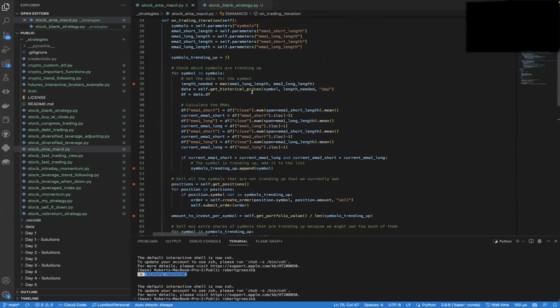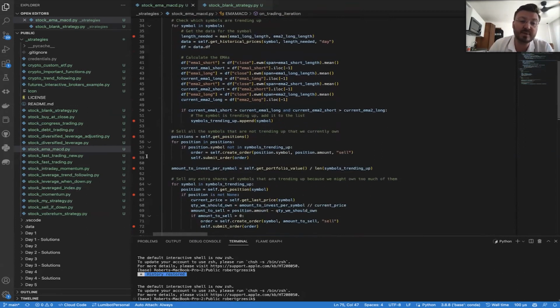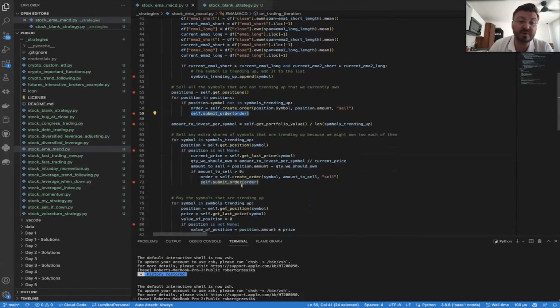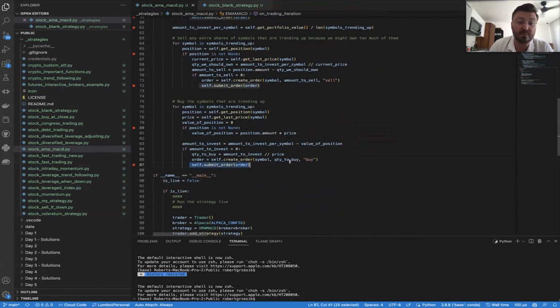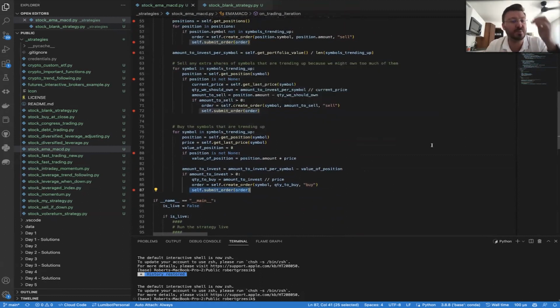I'll put them around any key points of logic. I'll usually put one when we're buying something, when an order is going to go through. I'll definitely want a breakpoint there because I want to know when that happens. And then usually around if statements, getting into an if statement or not. Those are things that can influence what's going to happen with your strategy.